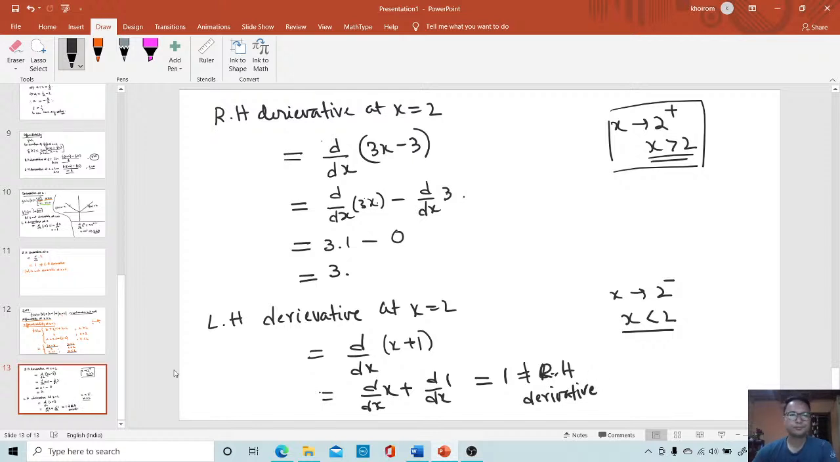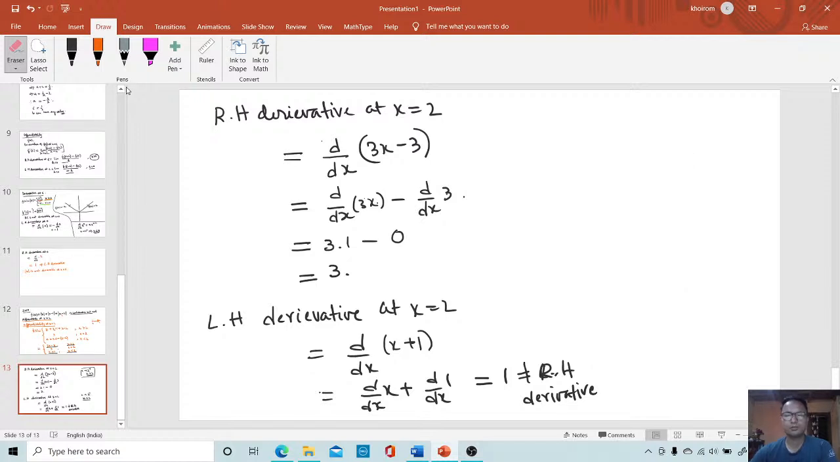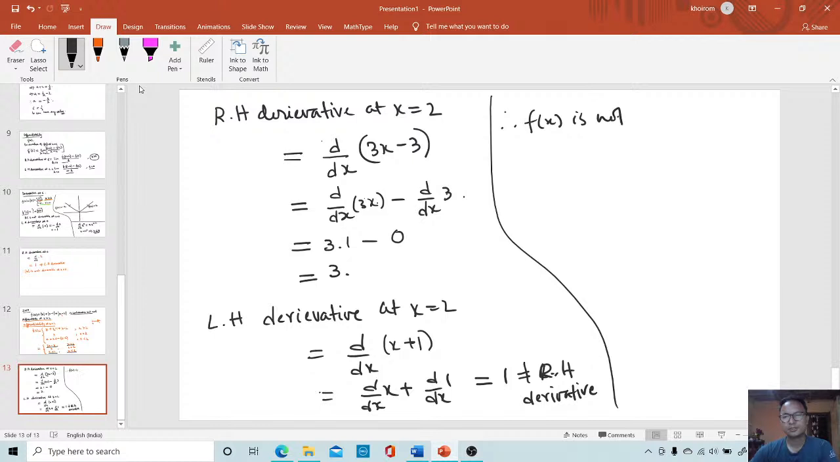So we can write here: therefore, f(x) is not derivable at x equal to 2. So at x equal to 2 the function is not differentiable. So we found this without using the concept of limit.